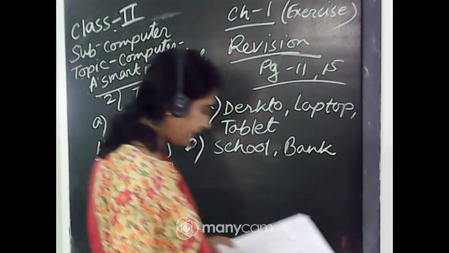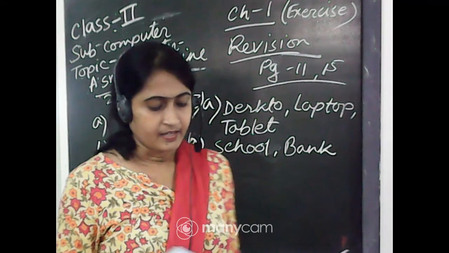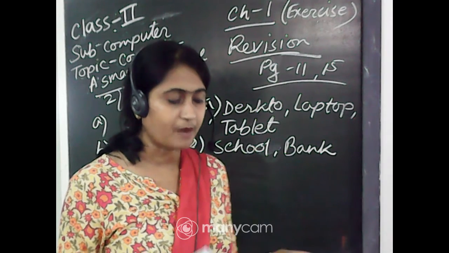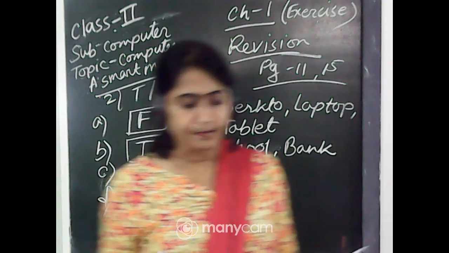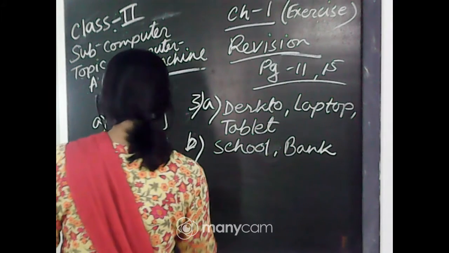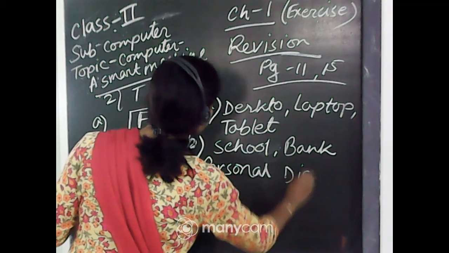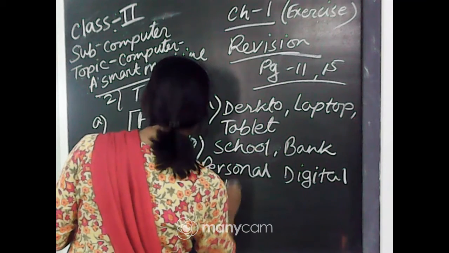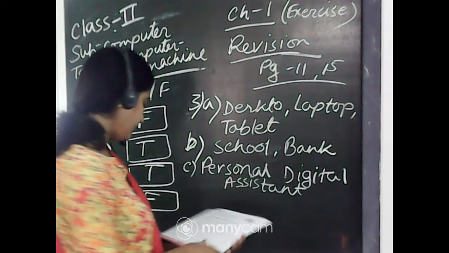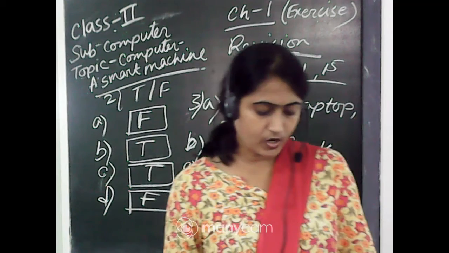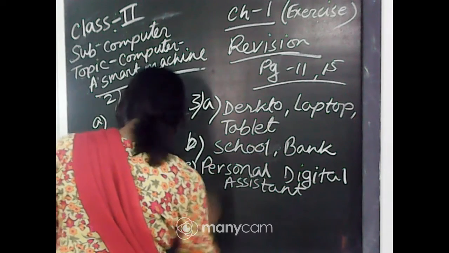And what is PDA? A palmtop computer is also called a PDA, Personal Digital Assistant. Number C: Personal Digital Assistant. And next, number D: Who has feelings, a computer or a human being? Write the answer: human being.